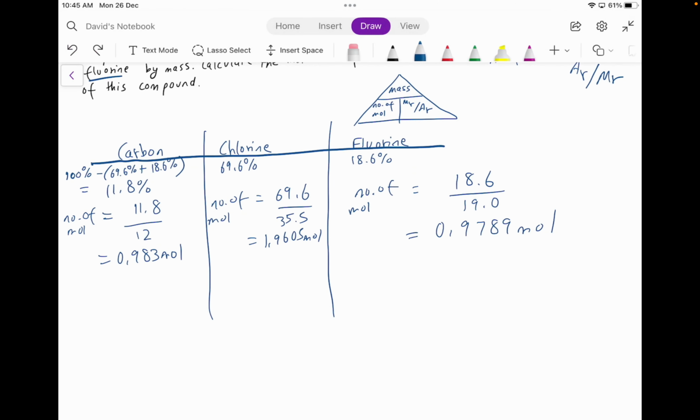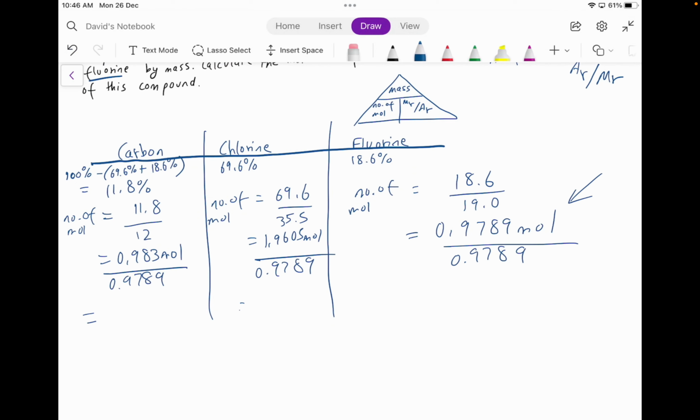Looking at these three values, can you tell me which one has the lowest number of moles, or which is the smallest among all three of them? It is fluorine. The number of moles of fluorine seems to be smallest, since chlorine has the greatest number of moles. So we're going to divide all of these values by the smallest number of moles, which in this case is fluorine, 0.9789. We're going to divide it all by 0.9789.